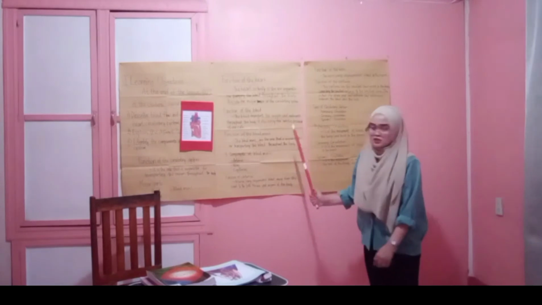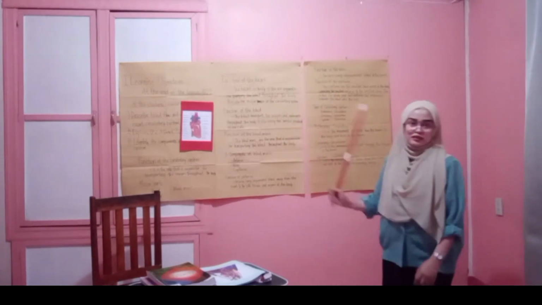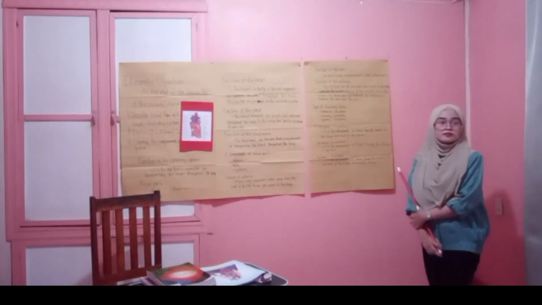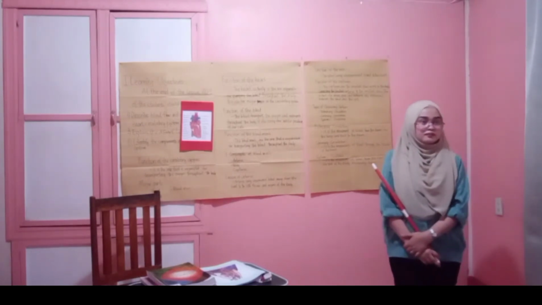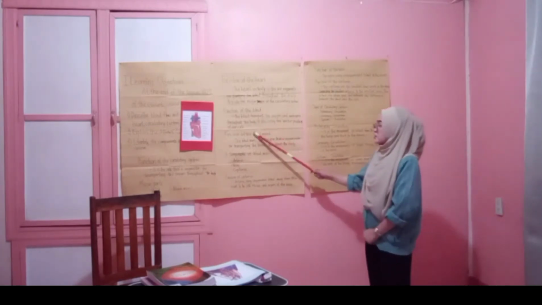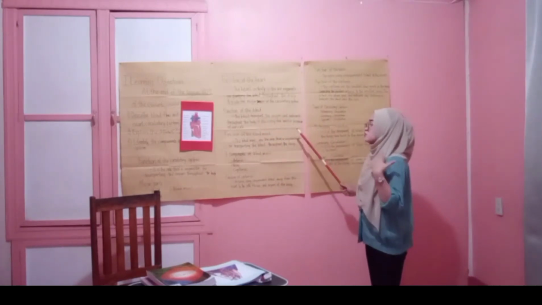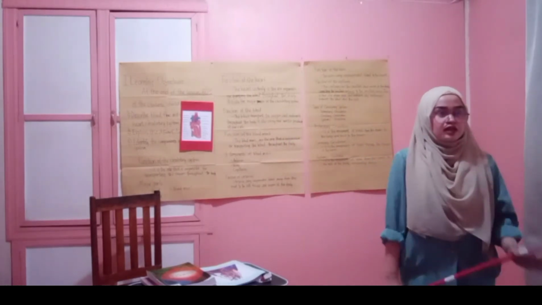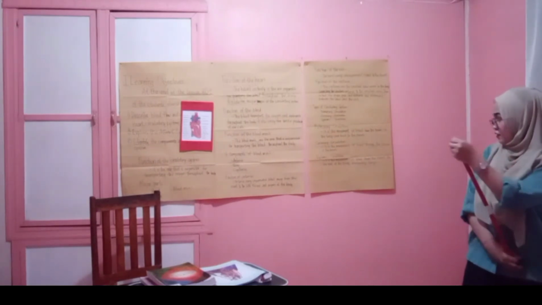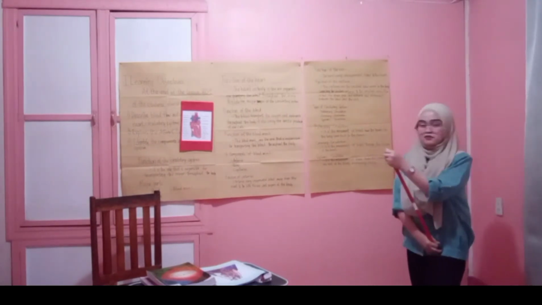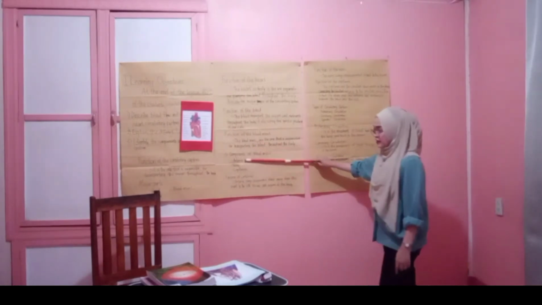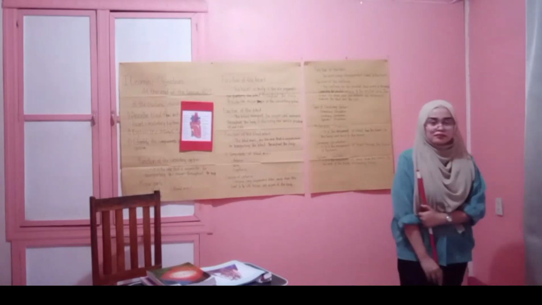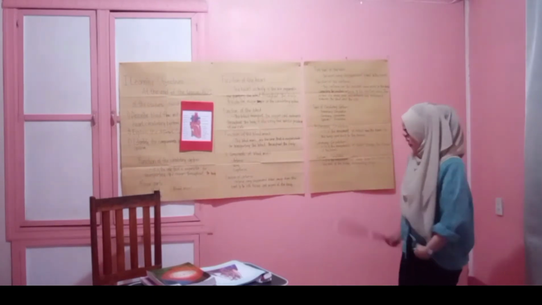So how about the blood vessels? Famida, can you please read the function of the blood vessels? Famida. Okay. So the blood vessels are responsible for transporting the blood throughout the body. So there are three components of blood vessels: the arteries, the veins, and the capillaries. So what is the function of arteries? Yes, Faiz?